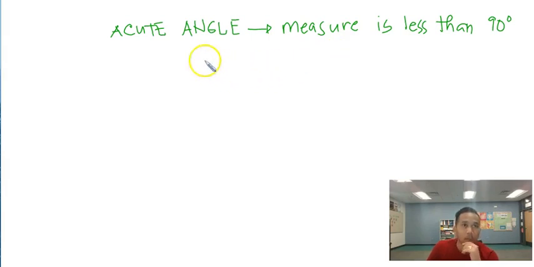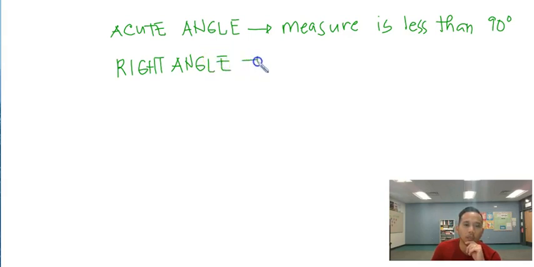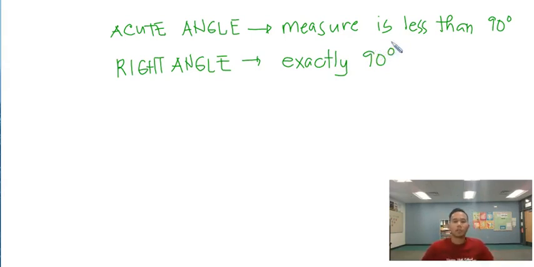The next one is your right angle. The measurement of your right angle is exactly 90 degrees, which is very special. This is one of the special angles that we have. So exactly 90 degrees, we call that a right angle.